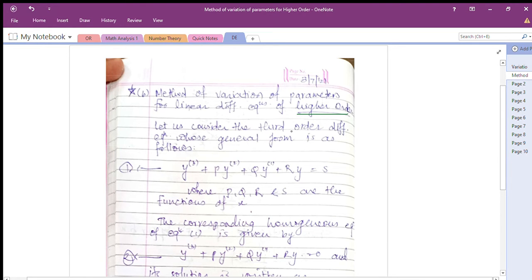third order differential equation for simplicity. You can apply the same method and extend it to higher orders as well. That means fourth order, fifth order and onwards.